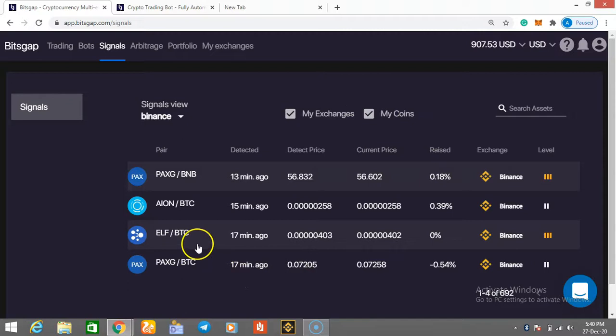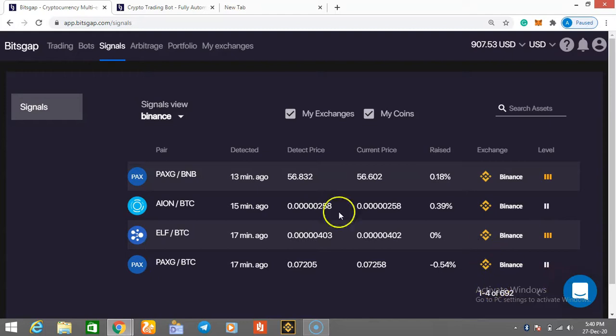Okay, so you have to make sure that this signal turns to green before you take advantage of the signal, before you use the signal. So this signal was generated like 30 minutes ago and it has done 0.18%. This was generated 15 minutes ago, it has done 0.39%. So that is really awesome. You can always take advantage of that on the platform.